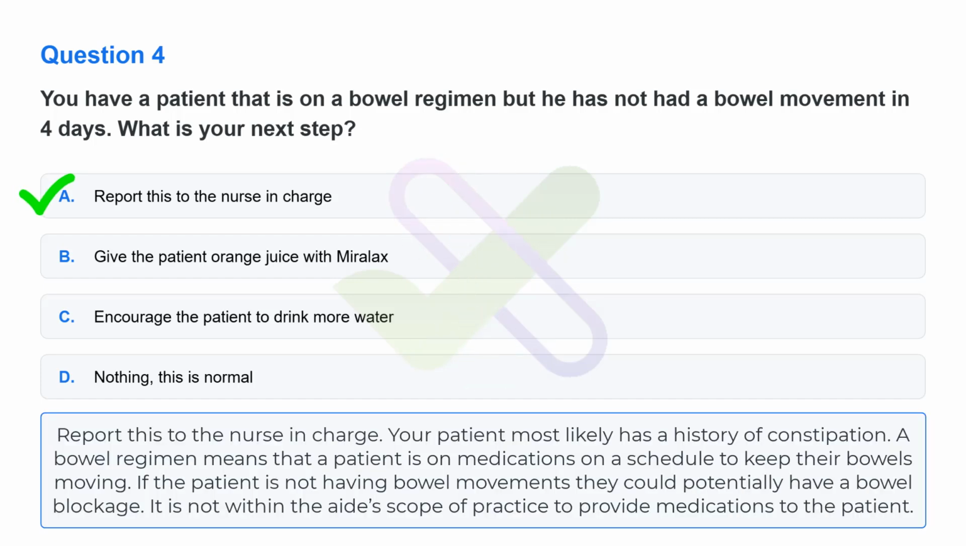Correct answer, A. Report this to the nurse in charge. Your patient most likely has a history of constipation. A bowel regimen means that a patient is on medications on a schedule to keep their bowels moving. If the patient is not having bowel movements, they could potentially have a bowel blockage. It is not within the aide's scope of practice to provide medications to the patient.